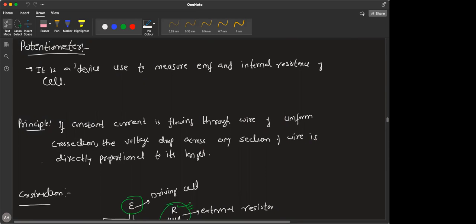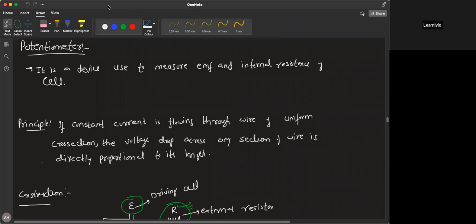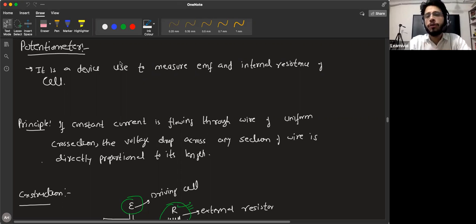We use potentiometer to measure voltage. Now the question arises, why do we use potentiometer when we have voltmeter? You remember we did conversion of galvanometer into ammeter and voltmeter, right? Voltmeter gives you error in current and voltage measurement, because in the process through which we measure voltage through a voltmeter, there's error. The reason is it withdraws some current from the circuit.